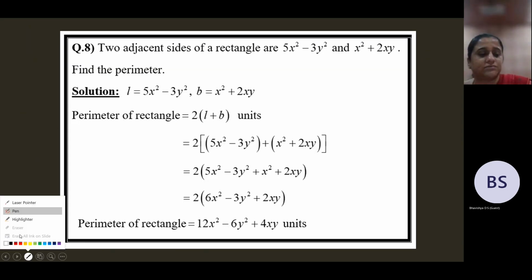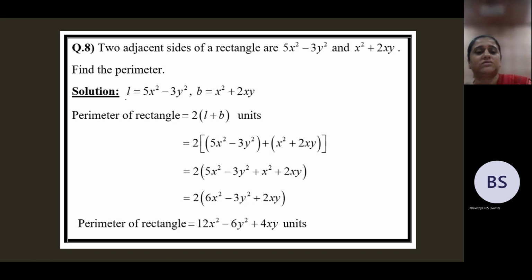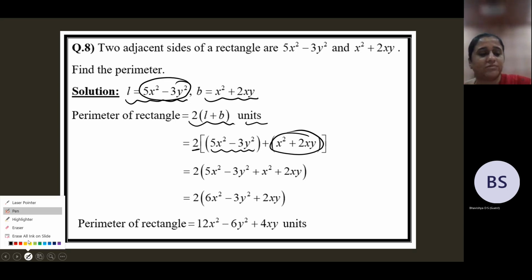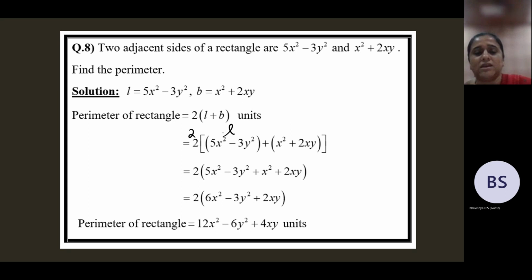So see here. This is the expression for length. This is the expression for breadth. And perimeter is 2 into (L plus B) units. So 2 into length. Substitute the expression for length, this one. Okay, 2 into (L plus B), this is B. This is length plus the breadth. So 2 into, write down these two terms as they are. And then plus will not change any sign. So plus x squared plus 2xy.